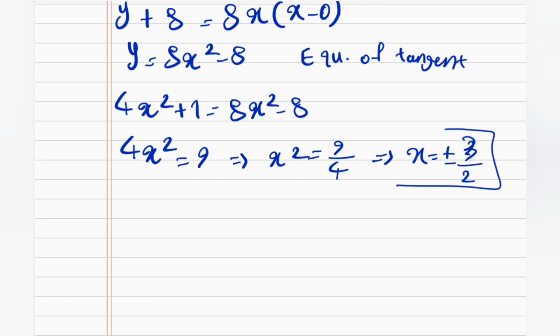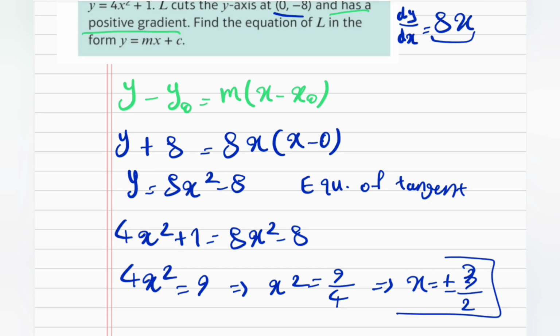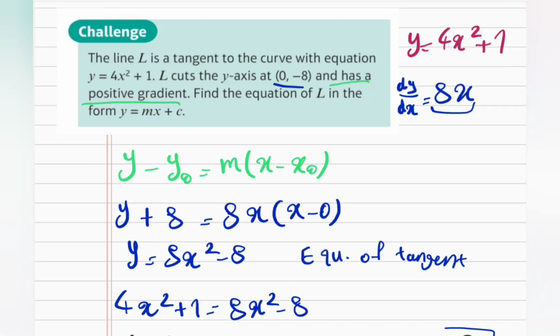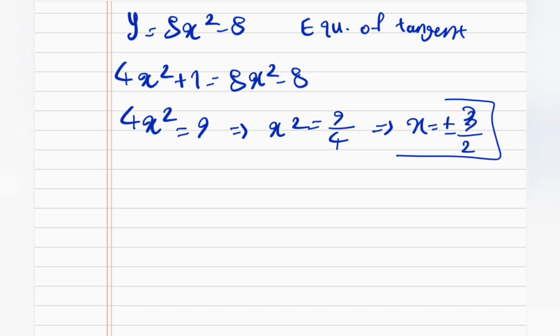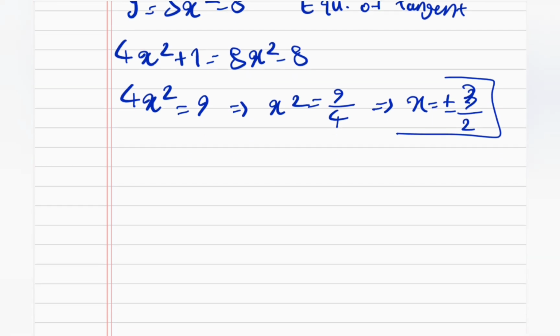So remember, these are the x coordinates of the point of intersection. So if the x coordinate is positive, then remember that the derivative is 8x. So 8 times a positive number is going to give us a positive gradient. But for the negative x coordinate, this will obviously give us a negative gradient. So therefore, in this question, the x coordinate of the point of intersection is 3 over 2, because this gives us a positive gradient. So this is the point of intersection.